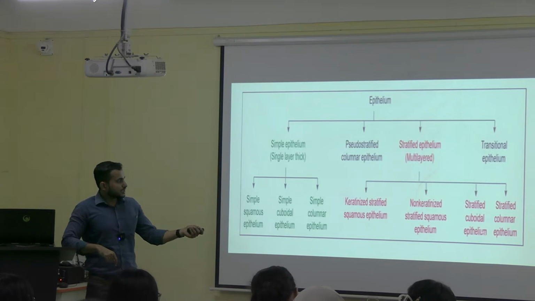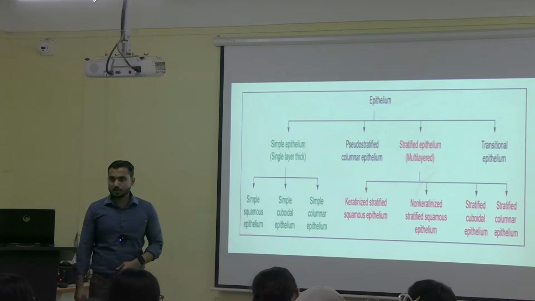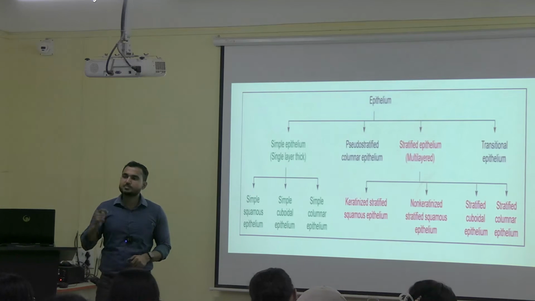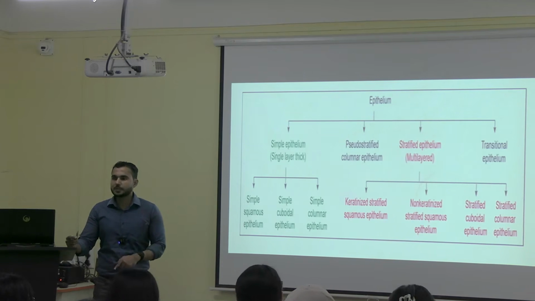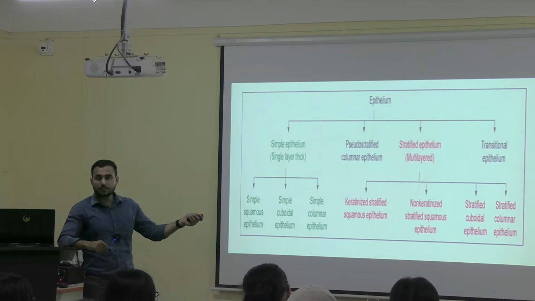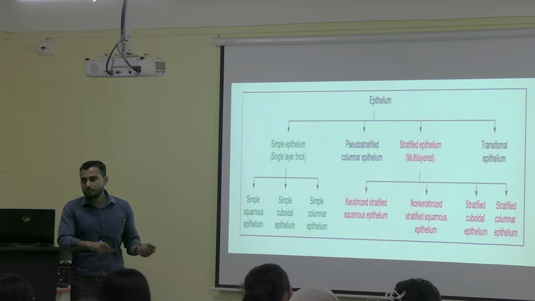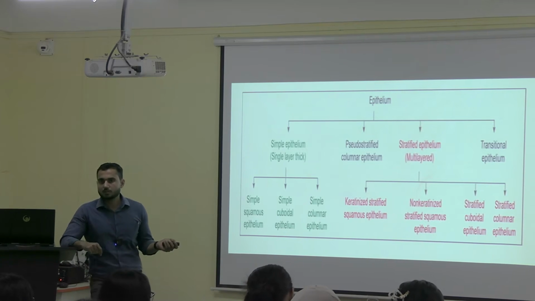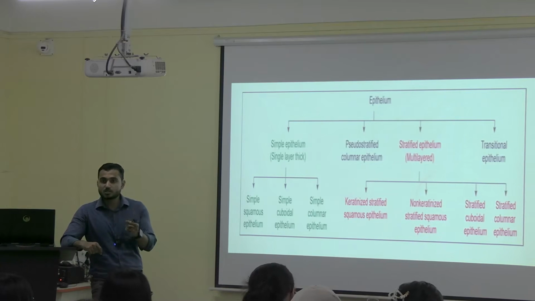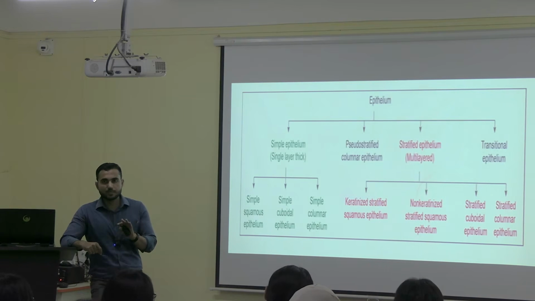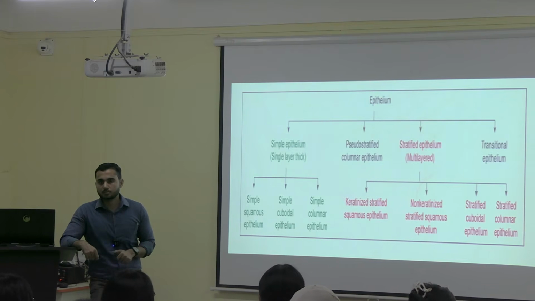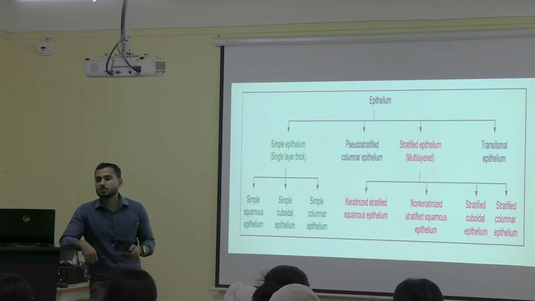Next, stratified cuboidal is there and stratified columnar is also there. Now, in stratified, another special type of epithelium is there, and that is called transitional epithelium. Have you heard about this transitional epithelium? It is a specialized stratified epithelium. What does that mean? Stratified means it is multiple layer. Why is it specialized? Because it is only present in the urinary tract. That's why it is also called urothelium.